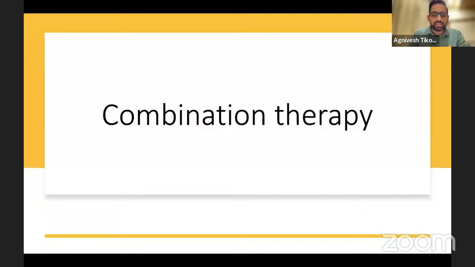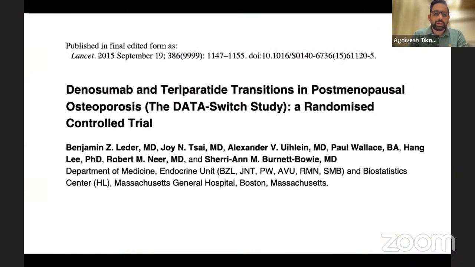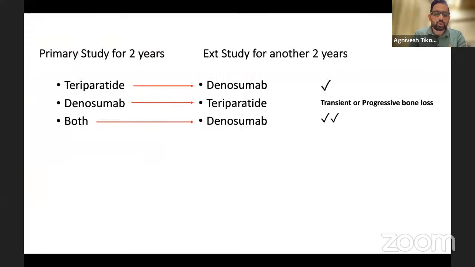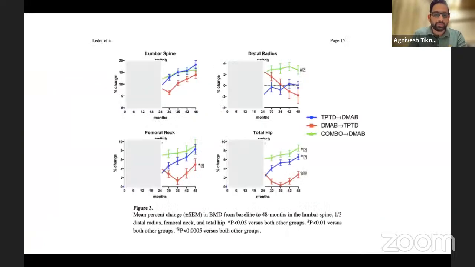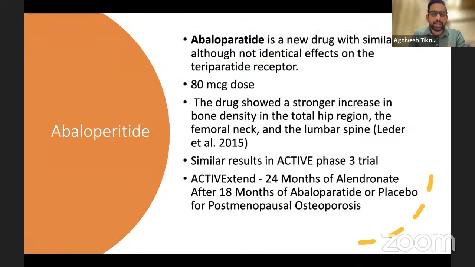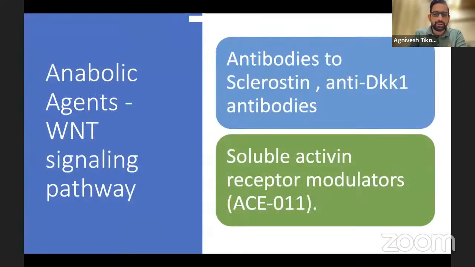And last, combination therapy. Teriparatide and Denosumab can be combined together, and they have been shown to give the best possible results in osteoporosis whenever you use them in combined therapy. So you start teriparatide and Denosumab together, and then later on you continue with Denosumab, because teriparatide you have to stop at 2 years. Another anabolic is abaloparatide, but we'll leave it over here.